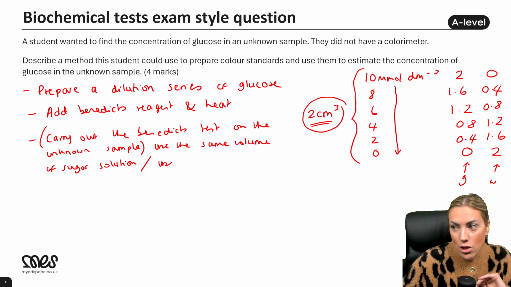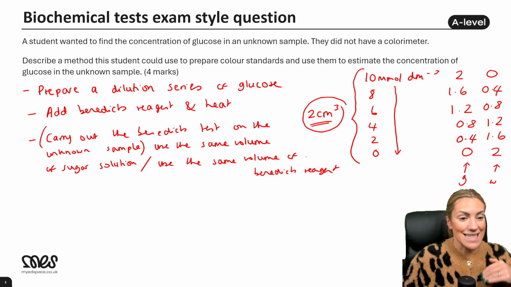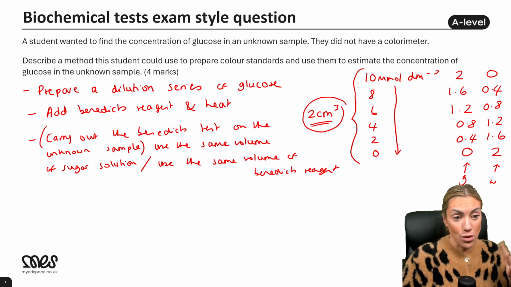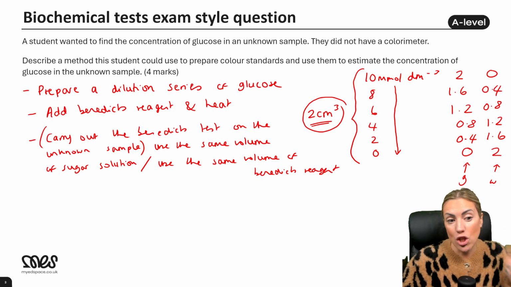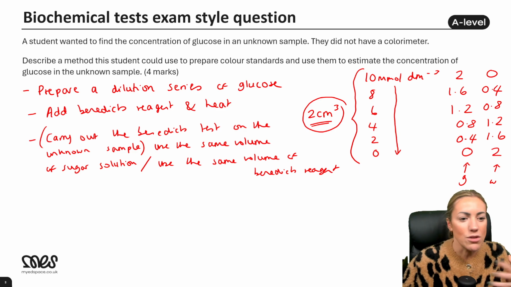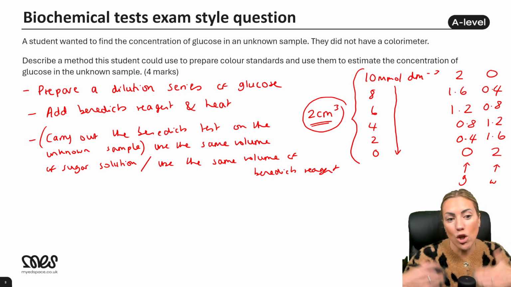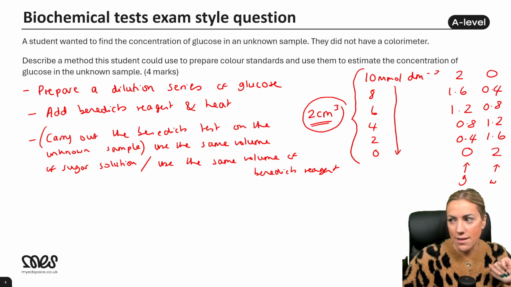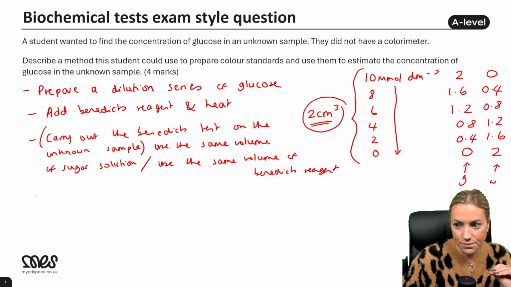Or you could say use the same volume of Benedict's reagent. So if I added 2 centimetres cubed of Benedict's reagent when I was testing my colour standards, I should add 2 centimetres cubed of Benedict's reagent to my unknown sample to test it. Because if I change the volume of Benedict's solution, it's going to alter the final colours, and it's going to mean that I can't compare my unknown solution to my colour standards. So I'm really giving a control variable here for marking point number 3.